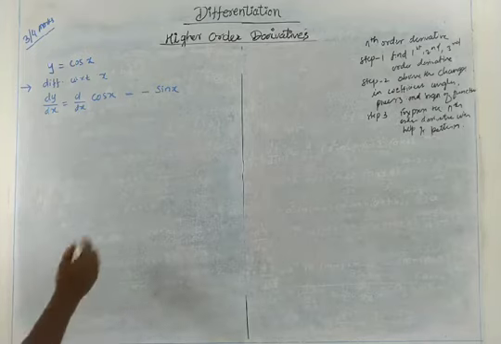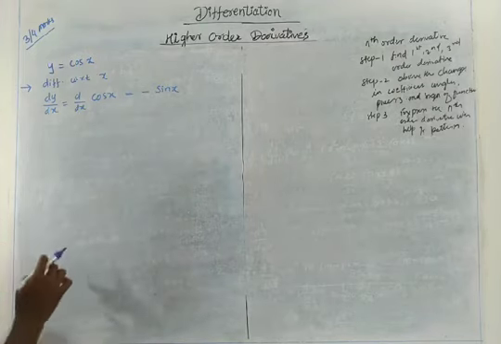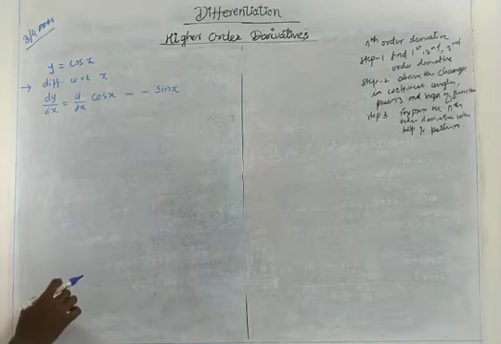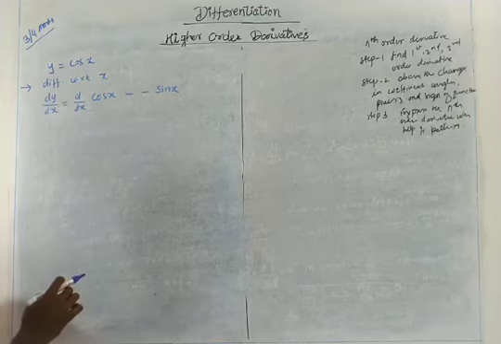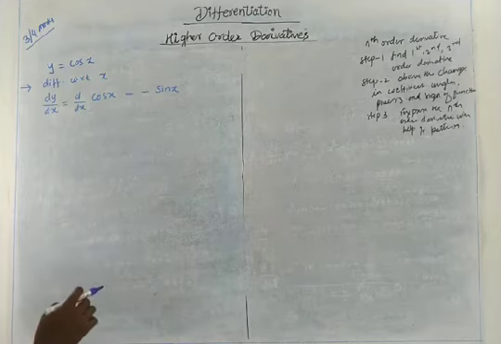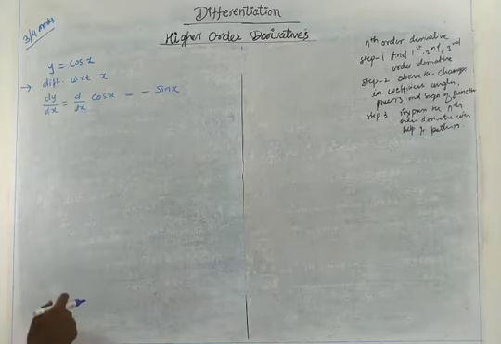But now we have to convert the sine function in terms of cos. So how will we convert the sine function in terms of cos? By using pi by 2 plus theta or pi by 2 minus theta. Automatically the function will change to the previous function.